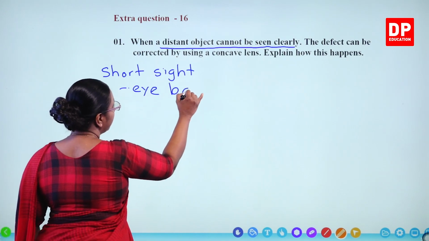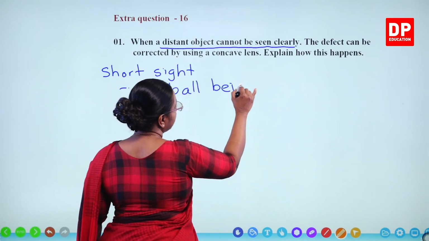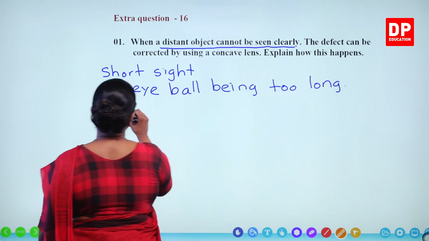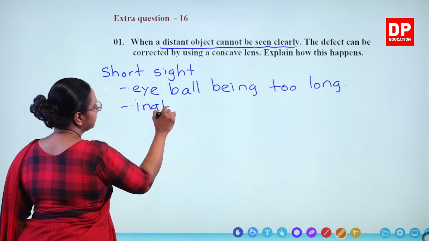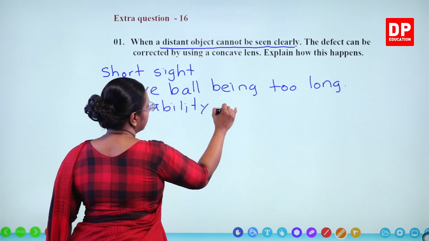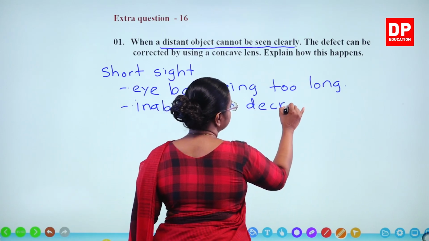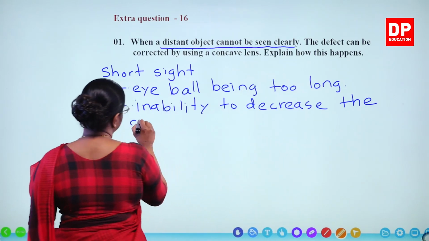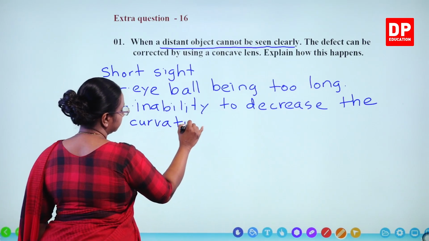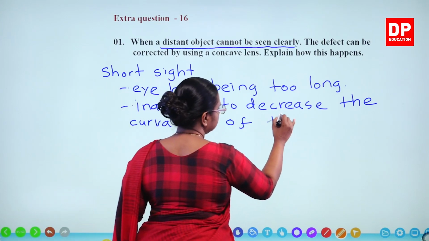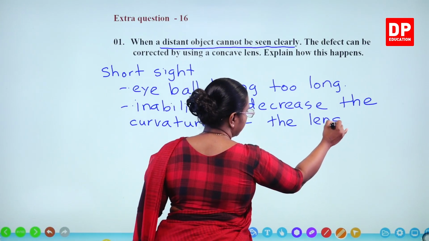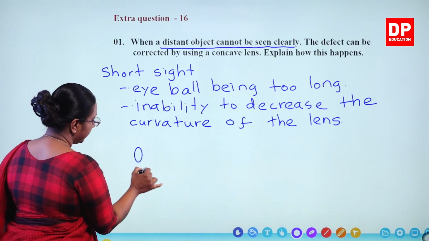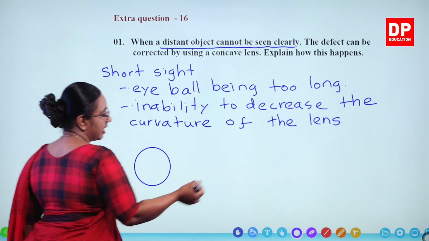Eyeball being too long, or inability to decrease the curvature of the lens. So, how can you explain the correction? Again, we can use two diagrams.